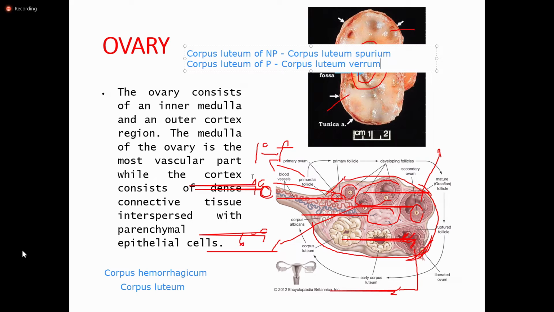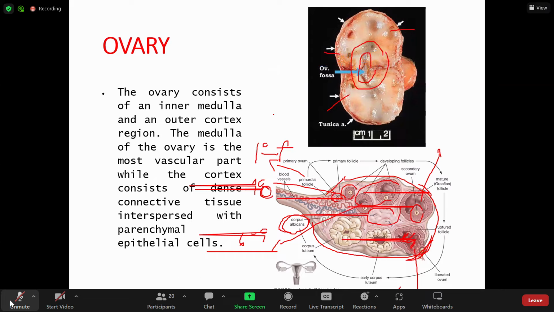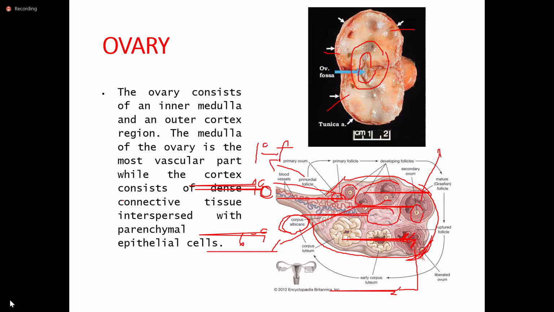Puti na iyan, like this one. Albicans. Remember the term albino, white. So, ganun din ito. The corpus albicans. Klaro? Yes, Doc. Okay, moving on.